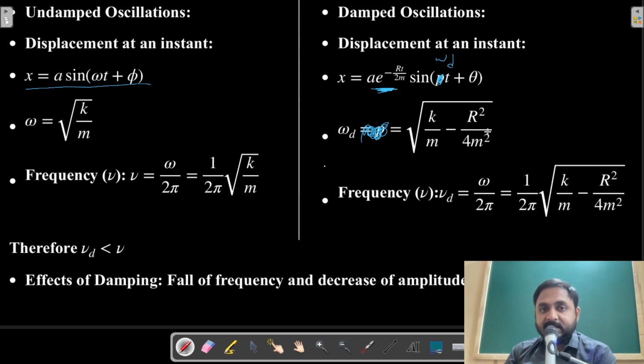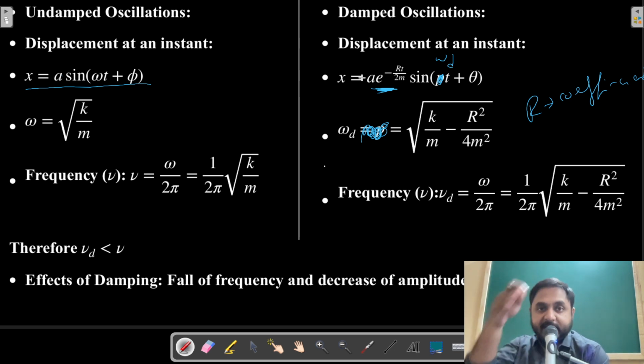And what is this term depending on? This term depends on r. So r is again the coefficient of damping. If r is greater, your frequency will reduce to a large extent. If your r is small, your frequency will reduce to a smaller extent. So again, if your r is greater, your damped oscillations will fall very quickly. The amplitude goes down very quickly. If your r is less, the amplitude will go down slowly. Similarly, the frequency also changes.